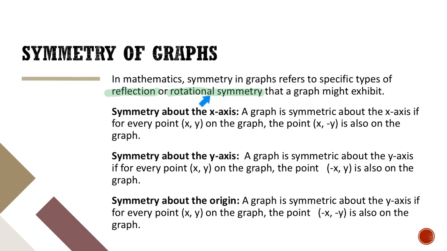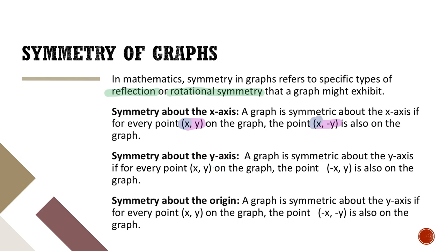So symmetry about the x-axis is just flipping the y values, making them opposites of each other. We keep our x values the same. Let me highlight in blue: the x value will remain the same, but what changes is the y value. It's y and then the opposite of y. So it'll flip vertically. The ranges will change, but the x's all stay the same.